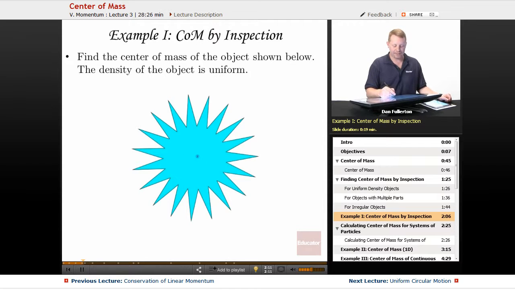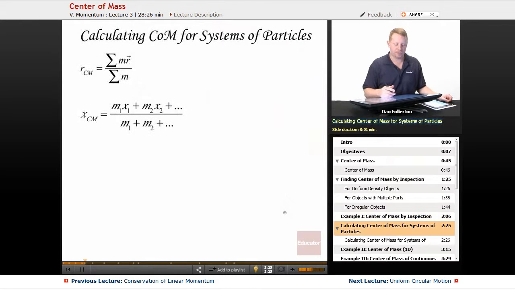If we have something like this with a uniform density, even though it's a complex object, it's pretty easy to see that the center of mass is going to be, well, right in the geometric center of our object. That one's pretty straightforward. If we have a system of particles, however, we need to get a little bit more detailed. The position vector to the center of mass is the sum of all the little objects, their mass times their position, divided by the total mass of your system.